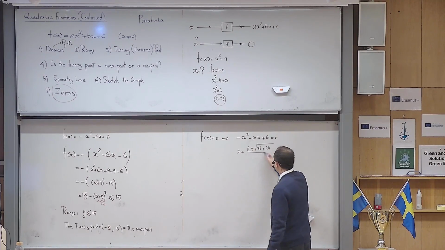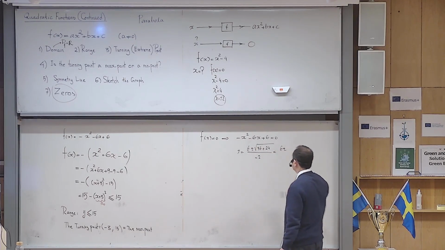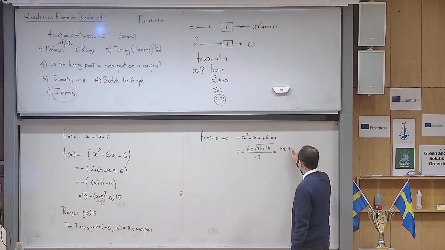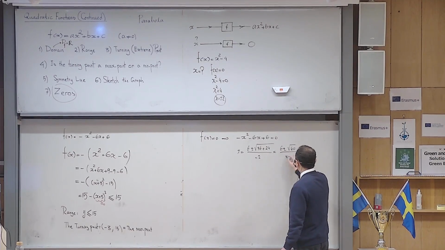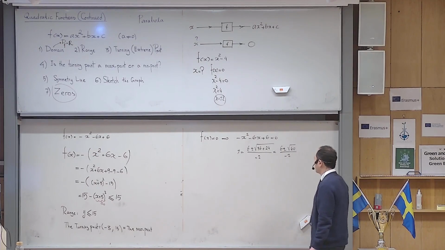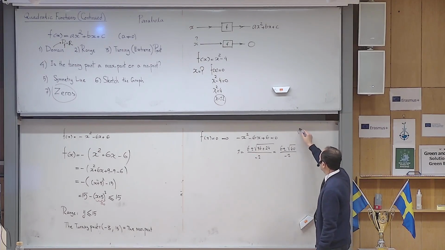And then divided by 2 times this, which is minus 2. So it is 6 plus or minus the square root of, that number becomes 60, divided by minus 2. These are the zeros. If you insist to simplify, we can. Because 60 can be viewed as 4 times 15, and the square root of 4 is 2. So I can continue if I want to.